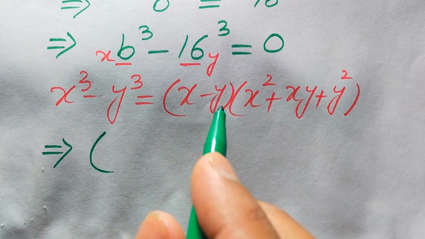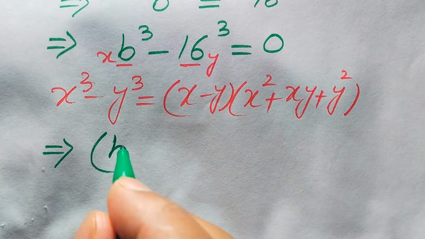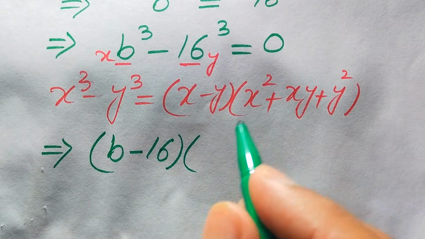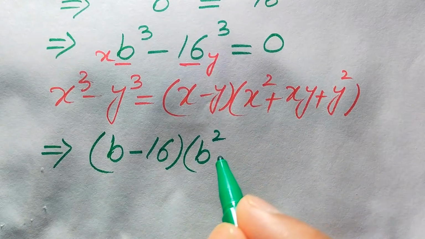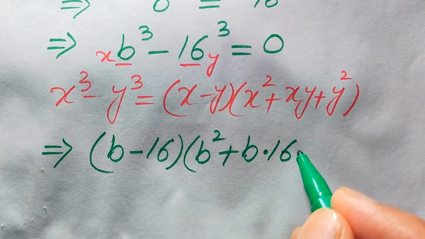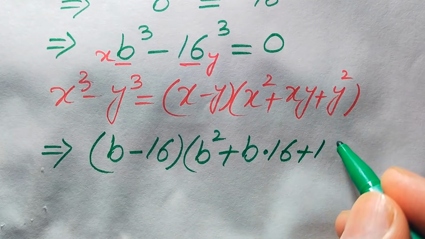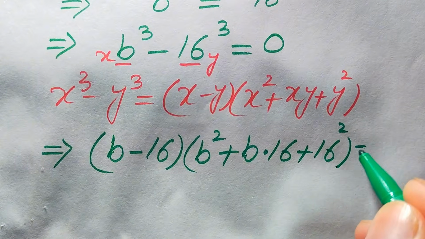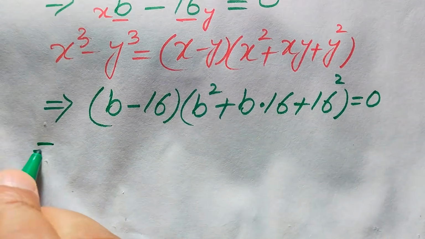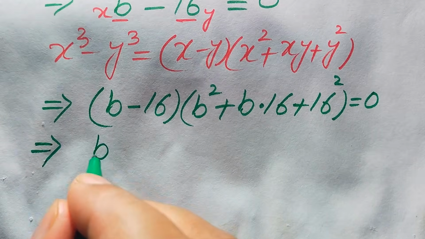So here our first factor is x minus y, the value of x is b minus the value of y is 16, into, again we have x square, the value of x is b square plus xy, the value of x is b and y is 16, plus the value of y is 16 square, and this whole equation is equal to 0.